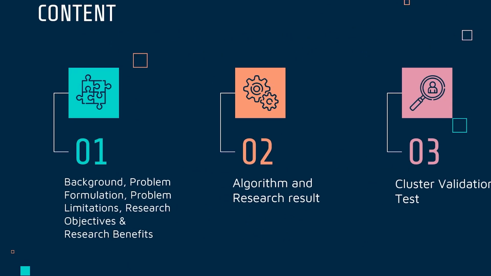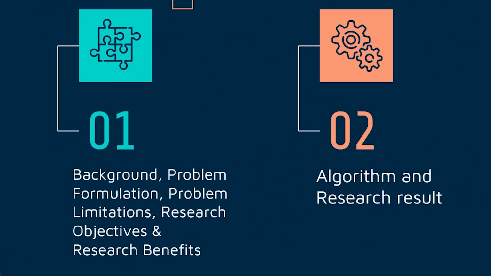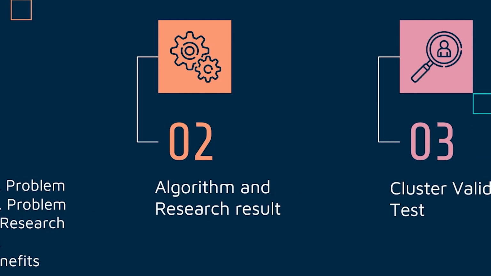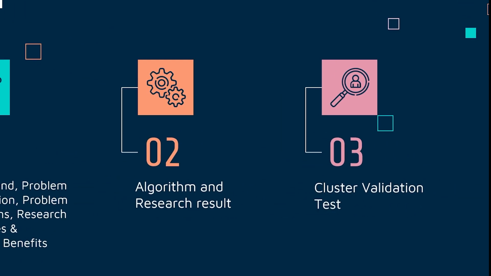Content. 1. Background, problem formulation, problem limitations, research objectives and research benefits. 2. Algorithm and research result. 3. Cluster validation test.